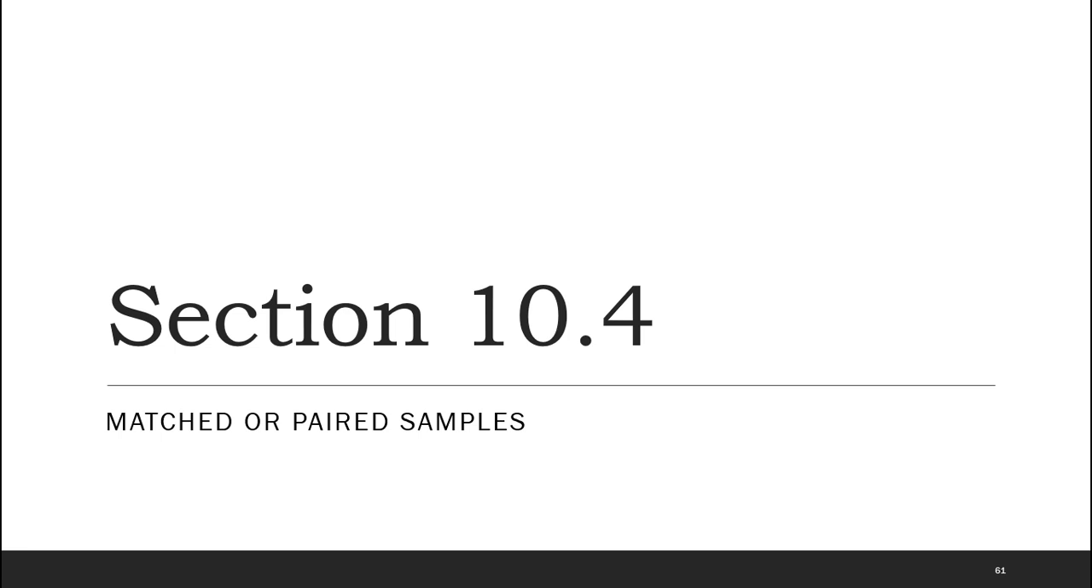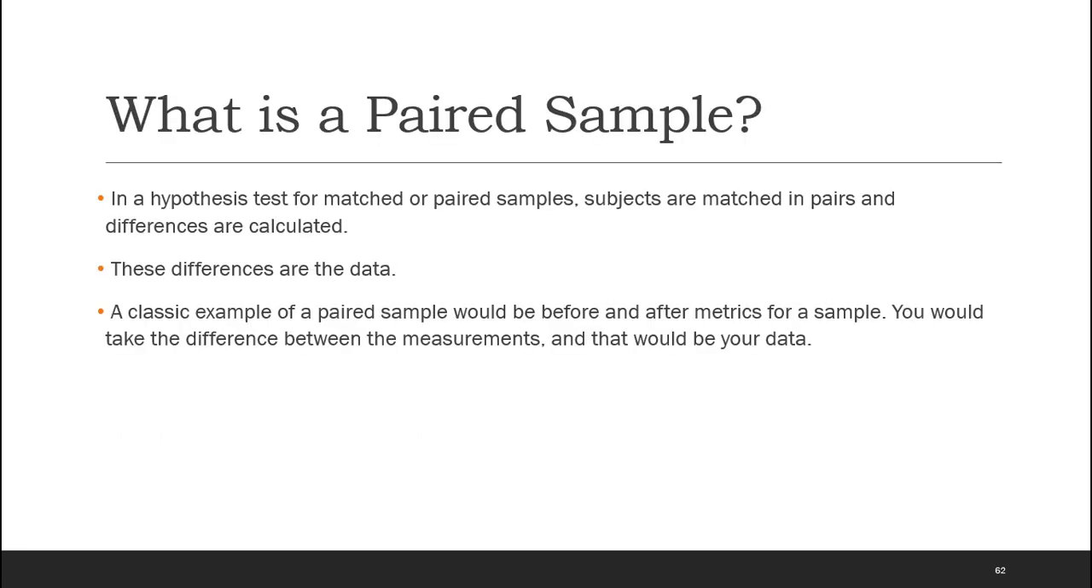Okay, so we are in OpenStax statistics, and we are going to talk about matched or paired samples. A paired sample in a hypothesis test is where subjects are matched in pairs and then differences are calculated, and the differences become the data. You'll understand this once we do an example. The classic example of a paired sample would be before and after metrics for a sample. You take the difference between the measurements, and those differences are what your data is going to be.